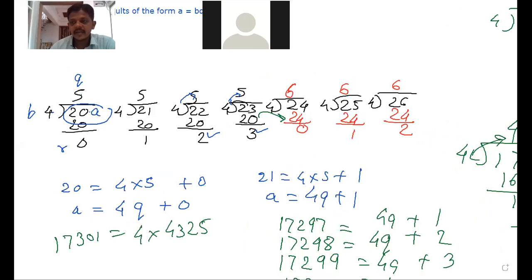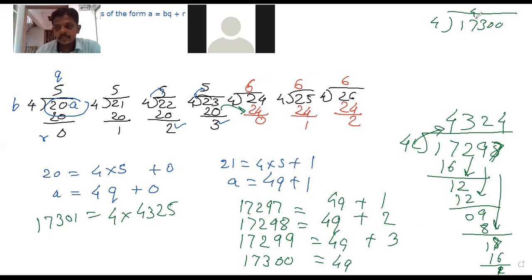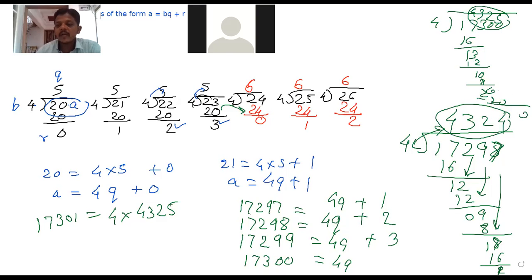Let me check. 4 4s are 16. Remainder is 1, comes down 3. 4 3s are 12. Remainder is 1, comes down 0. 4 2s are 8. Remainder is 2, comes down 0. 4 5s are 20. So 4325 is for 17,300. 4325 into 4 is 17,300, remainder was 0. So 4q. For 17,301, 4q plus 1. Here it would be plus 1. For 302, 4q plus 2. Any doubt till here?